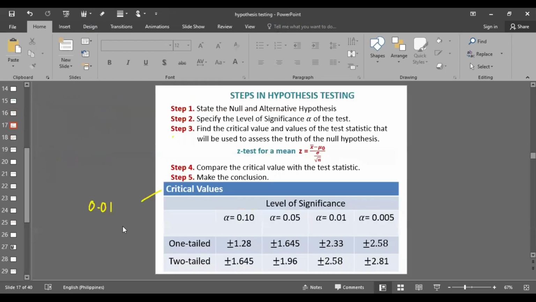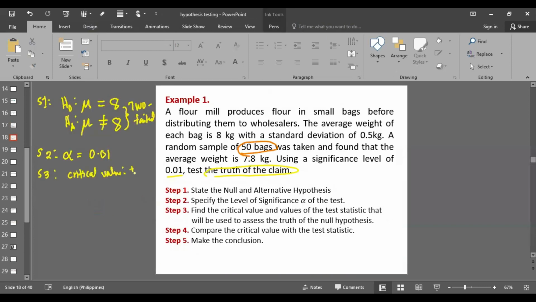So ilocate natin dito sa table. The level of significance is 0.01 and it is a two-tailed test. Get the intersection, it's 2.58. And since it is a two-tailed test, it means that both end tails of the graph of a normal curve have critical values and rejection regions. So we have to use both the positive and negative critical values. So we write here positive, negative 2.58.